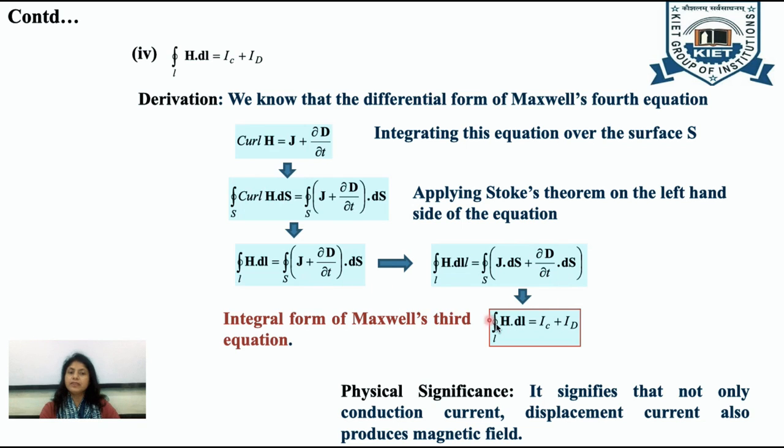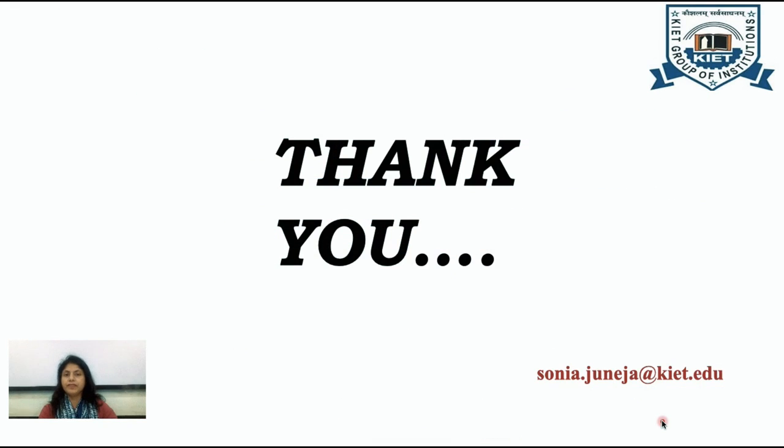Then Maxwell's fourth equation integral form becomes line integral of H dot dl is equal to, this is conduction current IC, this is displacement current ID. Then the integral form of Maxwell's fourth equation is H dot dl is equal to IC plus ID, which signifies that not only conduction current, displacement current also produces magnetic field.